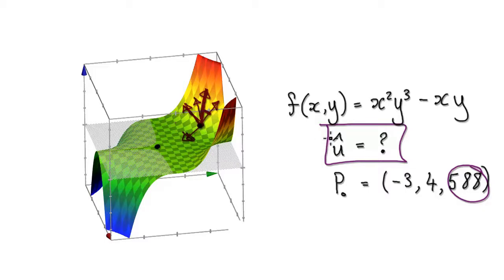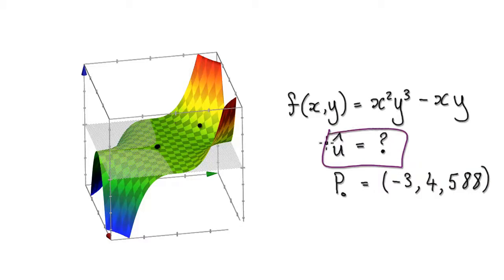Basically I'm asking you to find the unit vector. The unit vector will specify the direction in which you should climb at its steepest. Find the unit vector in which the directional derivative will be at its highest. Press pause and have a go.